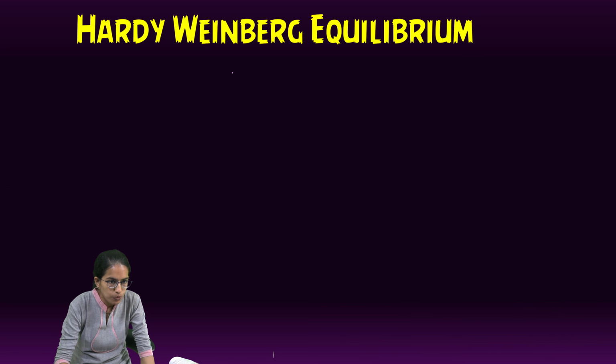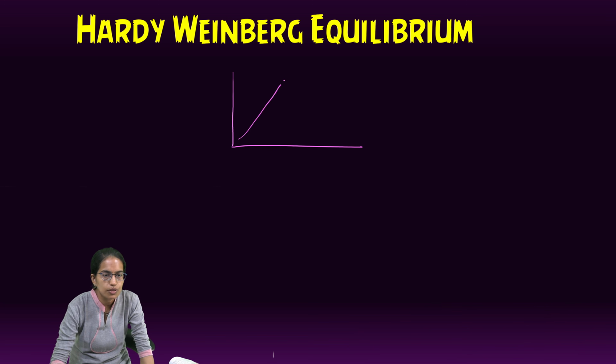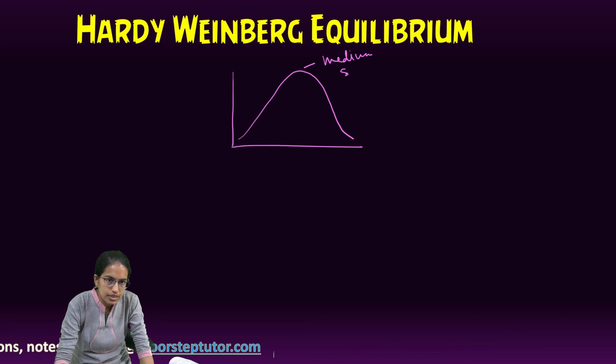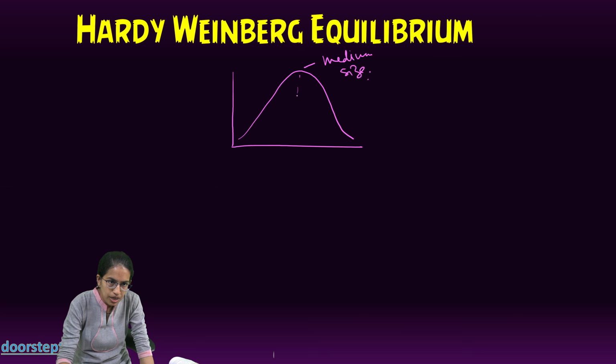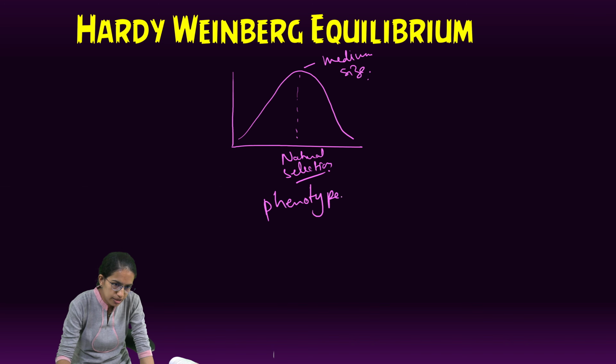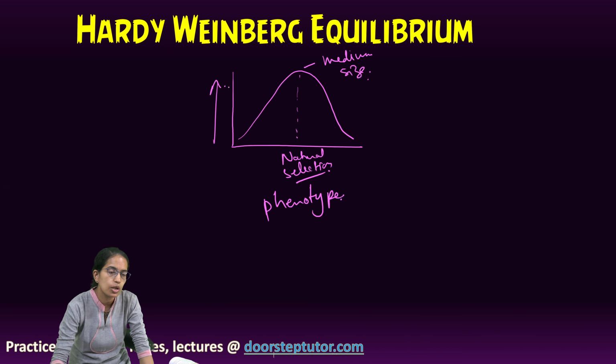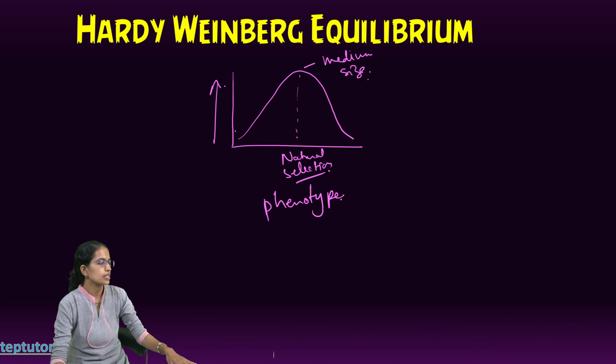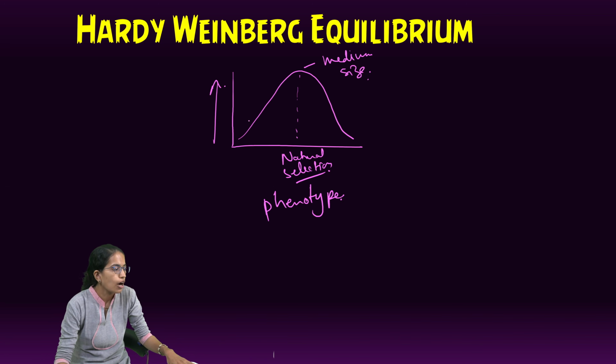Now coming on to understanding how this equilibrium is and how it can be disturbed. So this is a normal probability curve. It says that the medium size is the best size which can occur, and this occurs through natural selection. Okay, so this occurs through natural selection, and this natural selection occurs through what? It occurs through phenotype. On this side we would understand the number of individuals with a given phenotype. Now once we have the number of individuals with a given phenotype, we understand how this would focus.